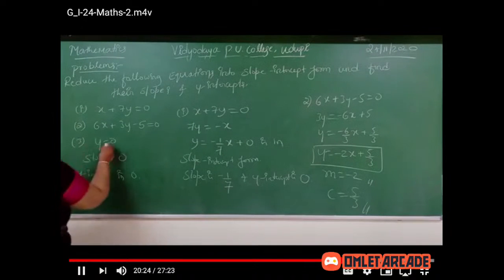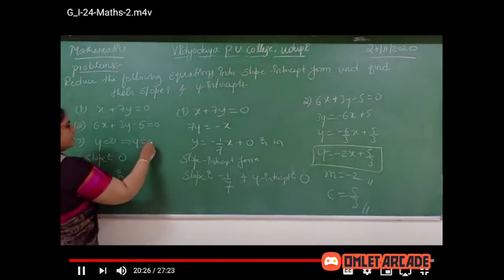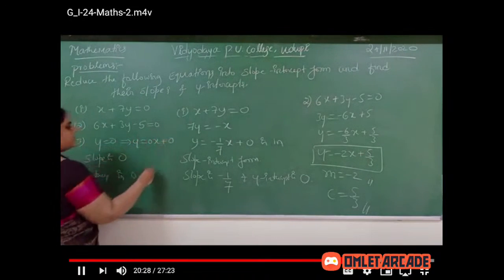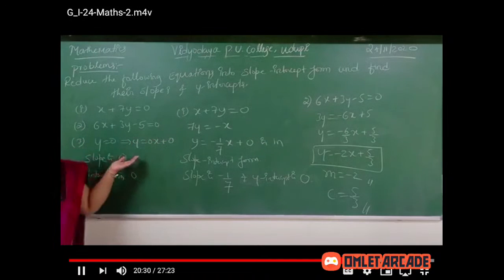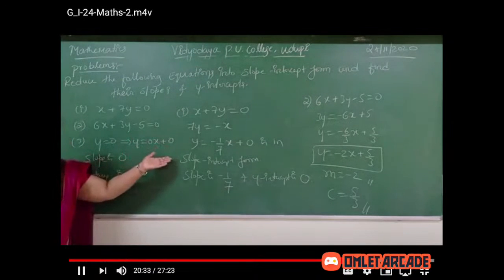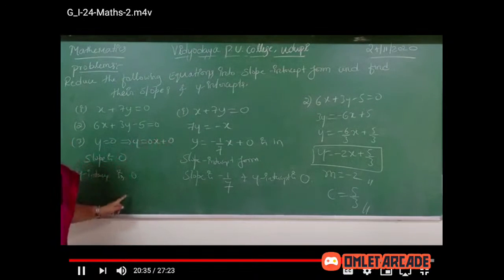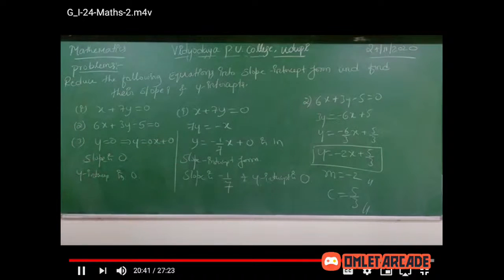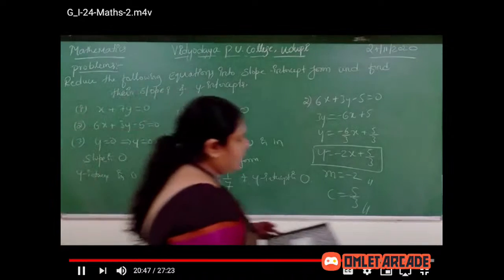Because this is in the form of what? y is equal to 0x plus 0. This is in the form of y is equal to mx plus 0, right? So m is 0 and y-intercept is also 0. So that's the answer, isn't it? Read all the three here. See the next step of the question, students. Let's see the next step of the question.